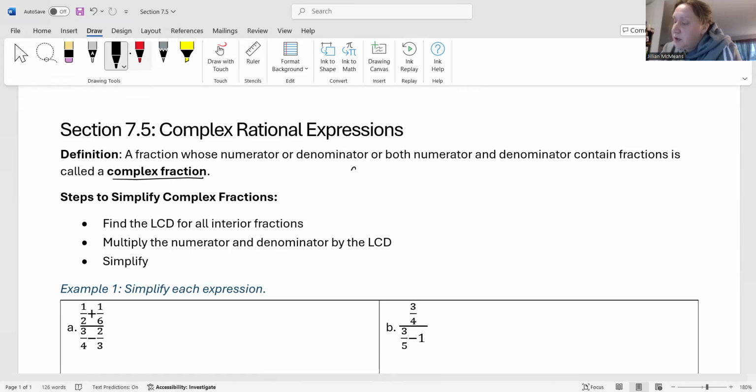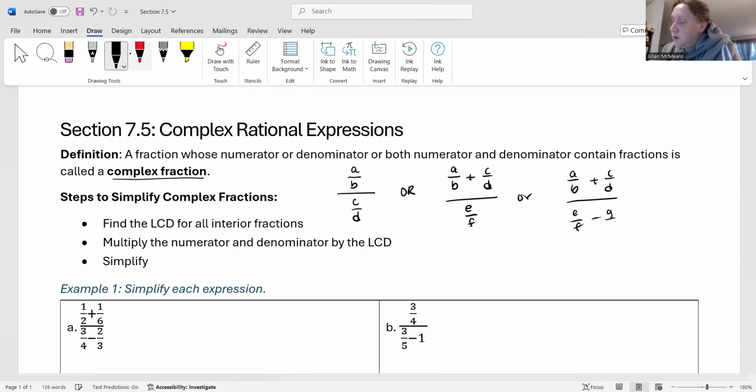So you could have something like this: a over b divided by c over d. That could be a complex fraction. You could also have something like a over b plus c over d, all over e over f. Or you could have something like a over b plus c over d, all over e over f minus g over whatever's next, h. Okay, those would all be considered complex fractions. So it's like fractions within fractions.